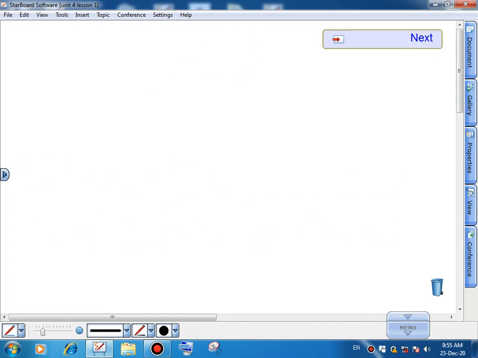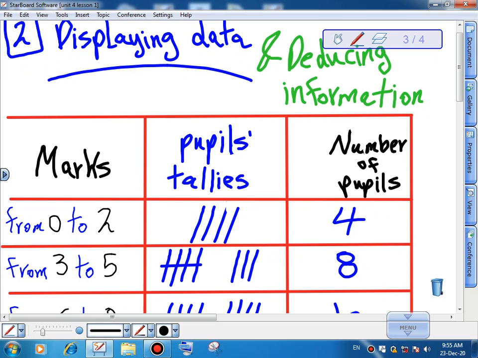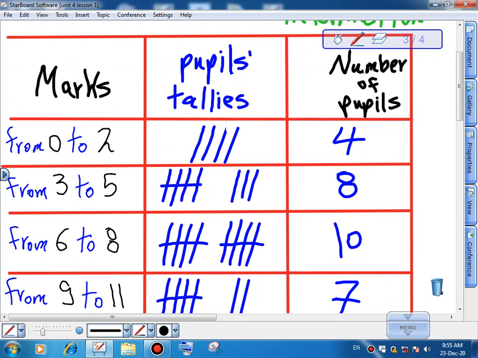The second one, displaying data and deducing information. What's the meaning of displaying data? If I have a table like this, I, as a teacher, recorded my pupils' marks in a tally table. My pupils' marks in my quarter exam. I take their marks like this and put it in the table.